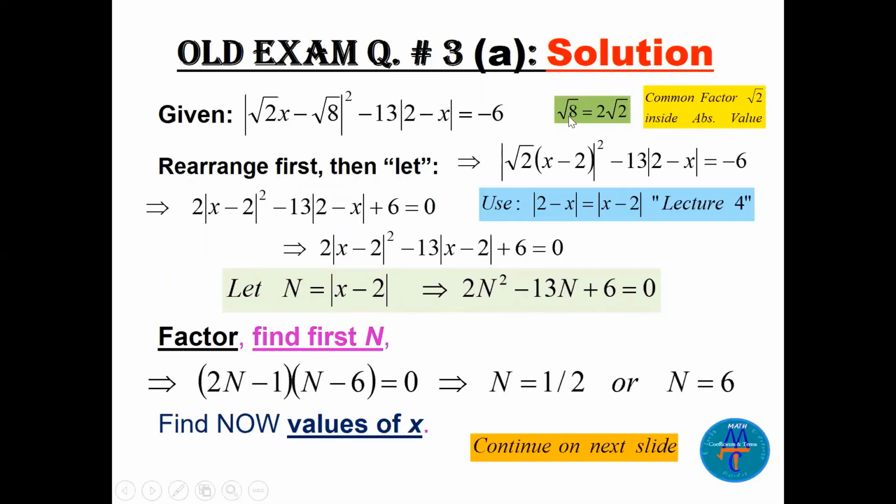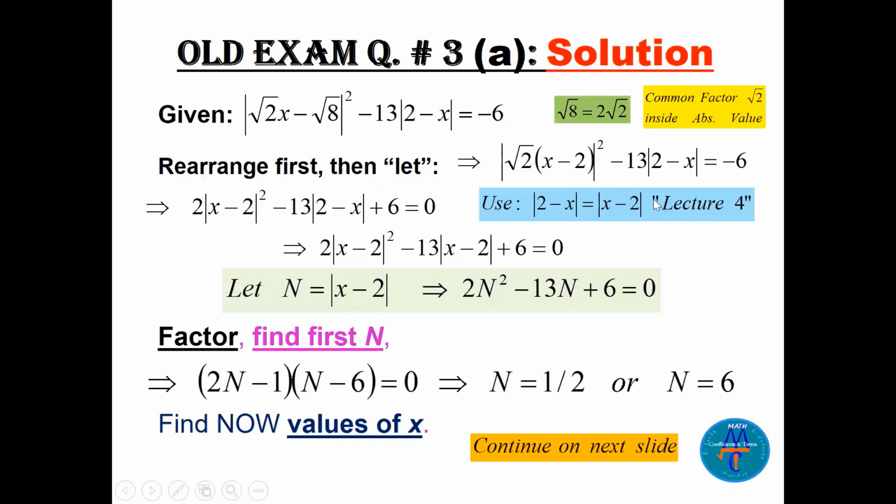See, square root of 8, we know is 2 square root of 2. So I can write here, instead of square root of 8, 2 square root of 2. I see there is a common factor, square root of 2, inside the absolute value. So when you take it out, don't take square root of 2, you square it. See squared here? So it becomes 2 outside. Minus 13, absolute value of 2 minus x, and then minus 6 on the other side becomes plus 6.